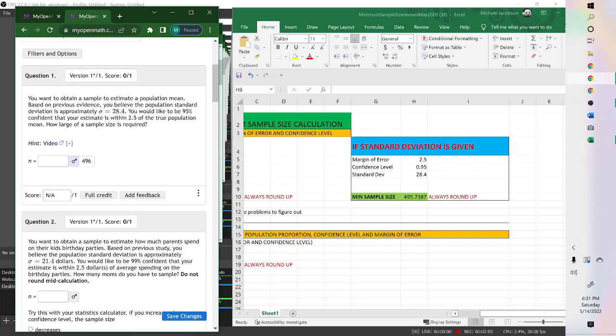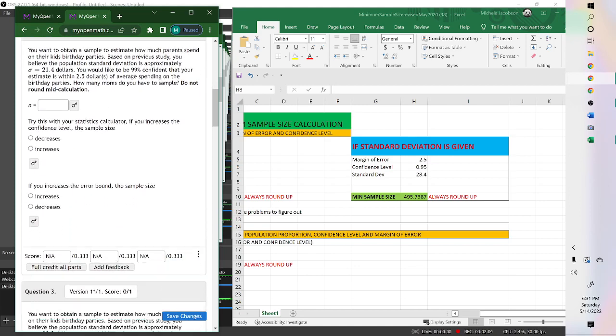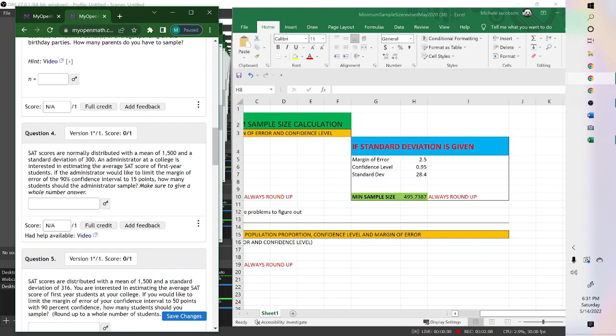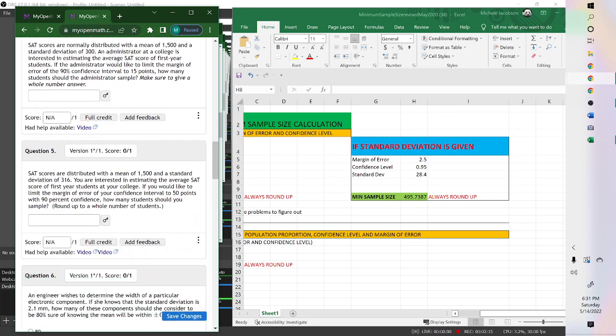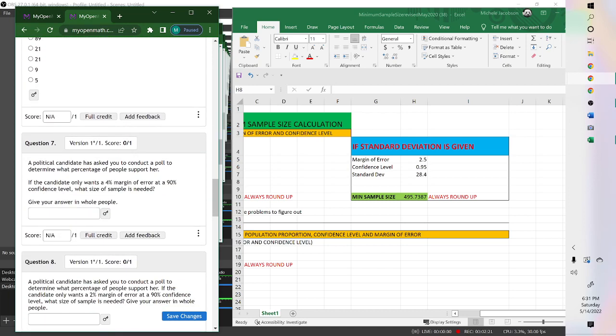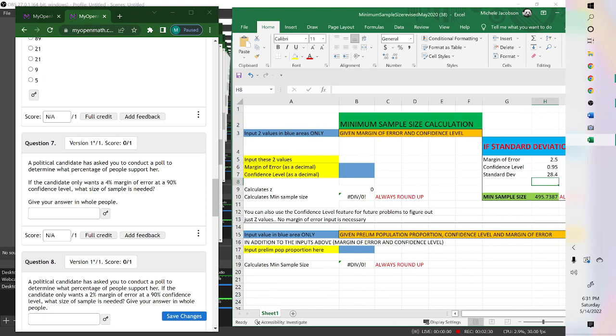And that's the first few. Standard deviation. Standard deviation. Number 5. Number 6. Standard deviation. Okay. So number 7. Move this over. There we go.